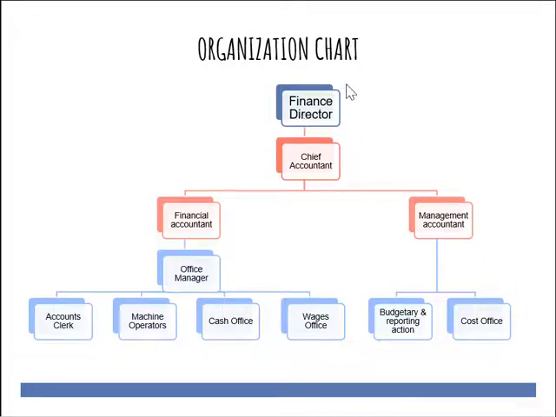So we have here first the finance director. Under him is the chief accountant. Next, under the chief accountant, we have the financial accountant and the management accountant. For the financial accountant to perform his duty well, he must have his subordinates. So we have here the office manager, and under the office manager, the accounts clerk, machine operators, cash office, wages office. At the same time, under management accountant, we have the budgetary and reporting section and the cost office.